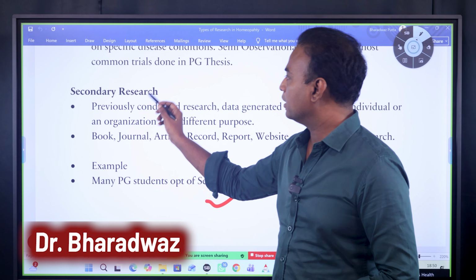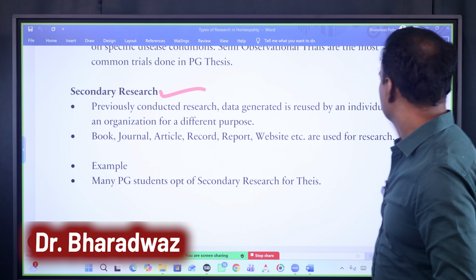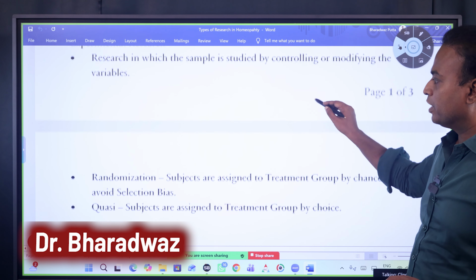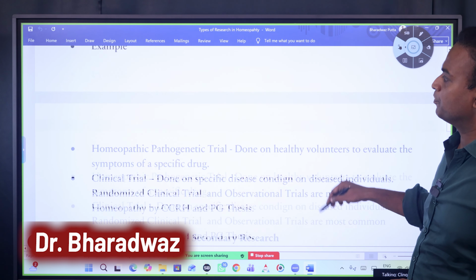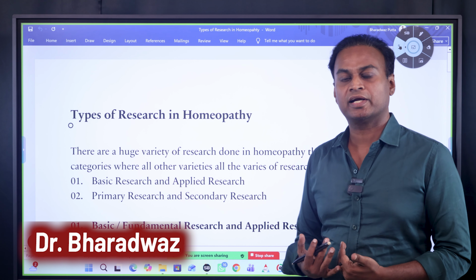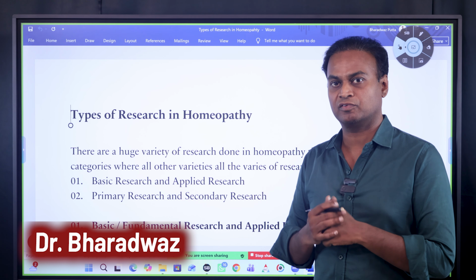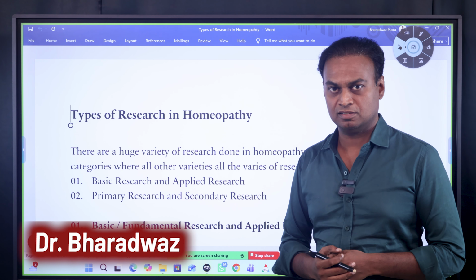This is secondary research. So with this we have understood various types of research in homeopathy and what are all the sub varieties in it, what are the different types of research based on the sub varieties. Thank you.